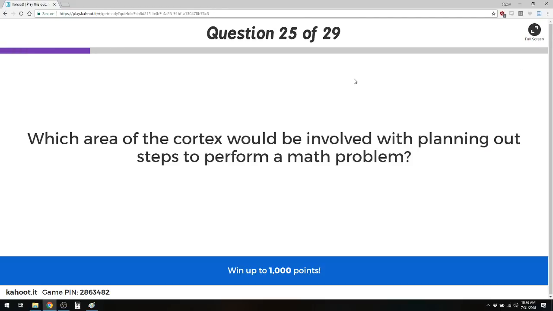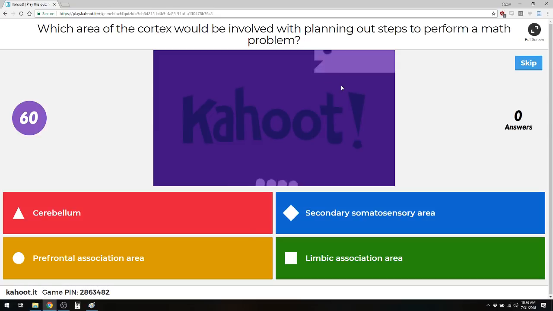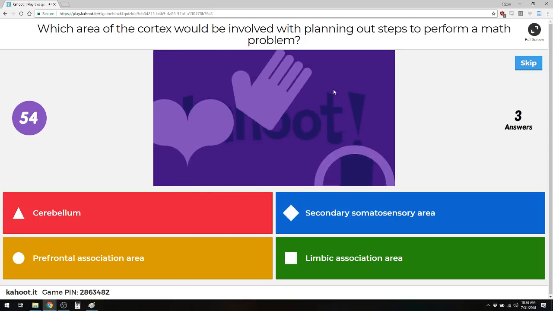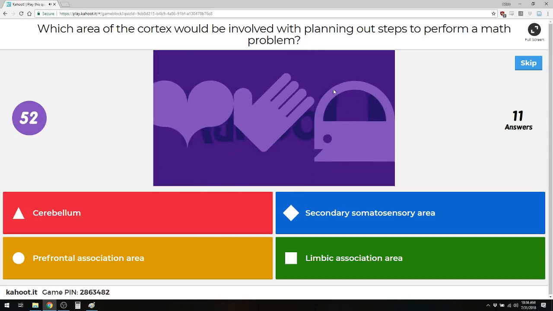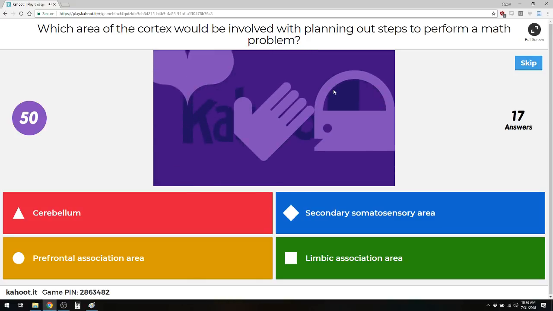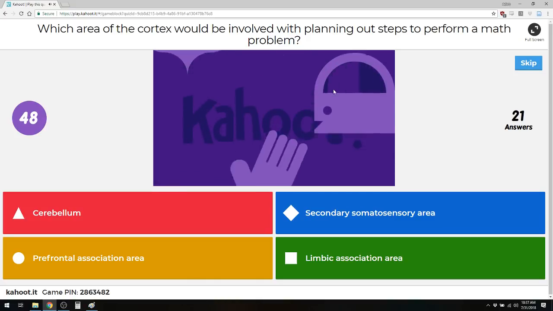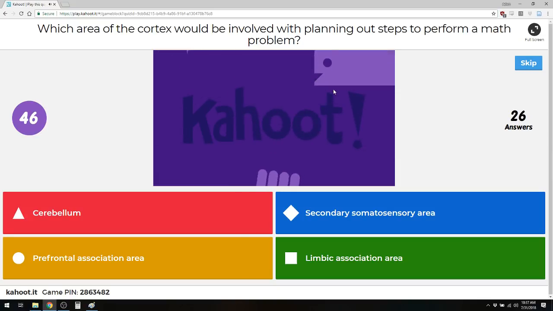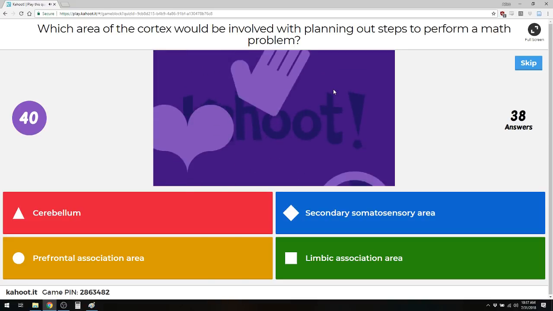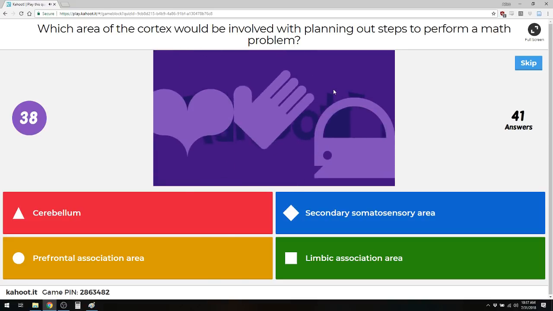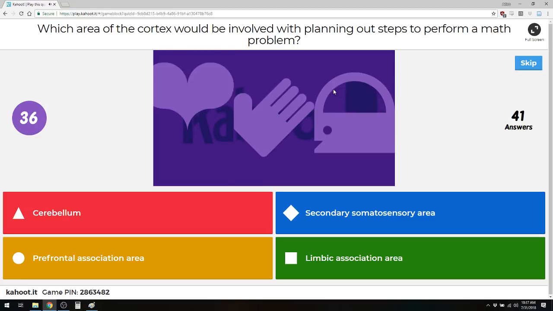Which area of the cortex will be involved with planning out steps to perform a math problem? Be the cerebellum, the secondary somatosensory area, the prefrontal association area, the limbic association area. So say, for instance, you were doing a calculation for a peds prescription for amoxicillin or something. The separate steps you have to take: okay, I'm going to take the daily dose and multiply it by their weight, and then divide it by the concentration, and so on. What is doing that?